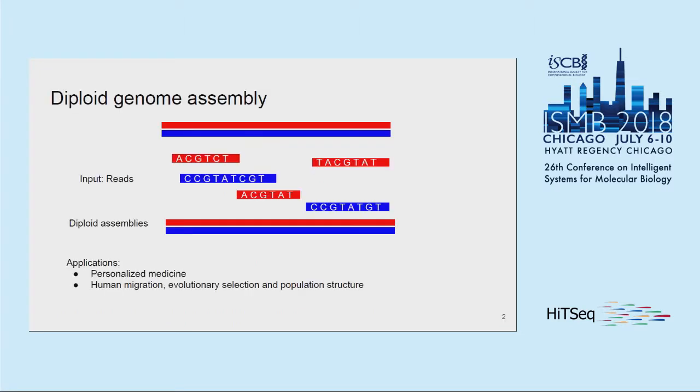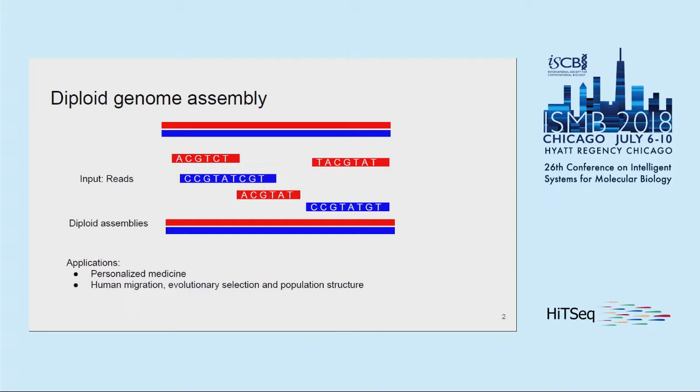So humans are diploids, and there exist two homologous copies of each chromosome, encoded in these two colors. Sequencing technologies produce the genome sequences in pieces called sequencing reads, and the reads contain errors. The goal here is to reconstruct the underlying genome sequences from the reads. This process is called diploid genome assembly.